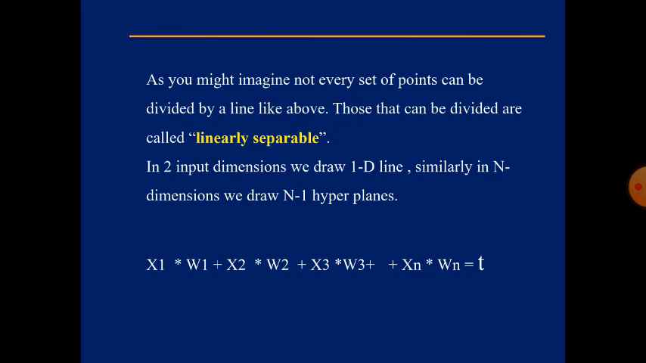If there are two input dimensions, we draw a one-dimensional line; in n dimensions, we draw an n minus 1 dimensional hyperplane. That's what the author is telling, like x1w1 plus x2w2 plus x3w3 and so on up to xnwn equal to t. By using this notation, we will represent it. With this, we will wind up the session regarding the perceptron as a pattern classifier. Thank you.